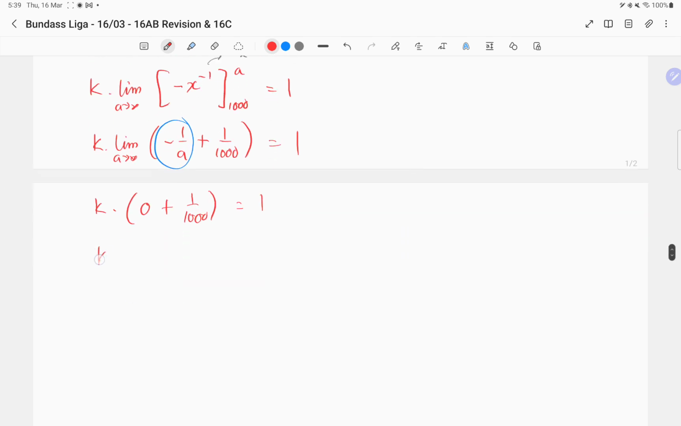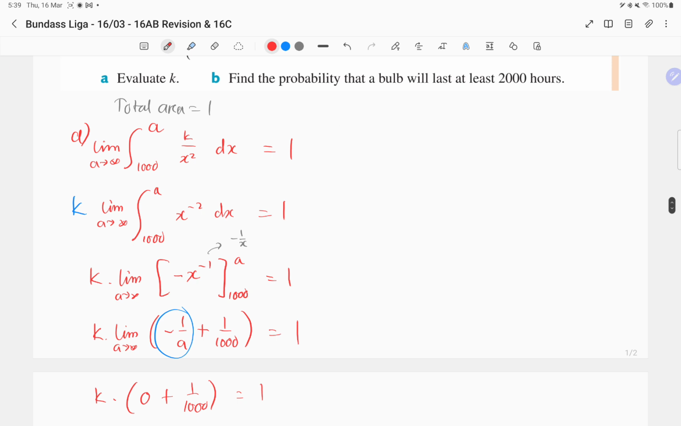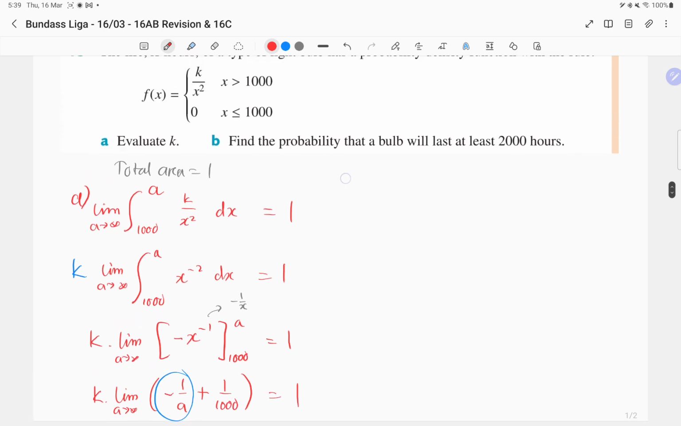Okay, so that would be K times 1 over 1000 equals 1, and then K would just be 1000. Okay, so that's how you find K. Rings a bell? Yeah, okay. As I said, it's just antideriving to infinity, right? And then the theory of proving something is a PDF, which is total area equals to 1.